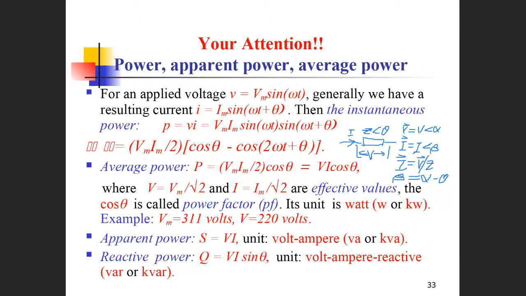Drawing in a phasor diagram, if this is the V vector and this is the current I, this will be the angle theta. Now there is an angle difference theta between V and I. This difference theta comes from the impedance angle. Now you should understand the relationship between the current-voltage phase angle difference and the impedance angle.